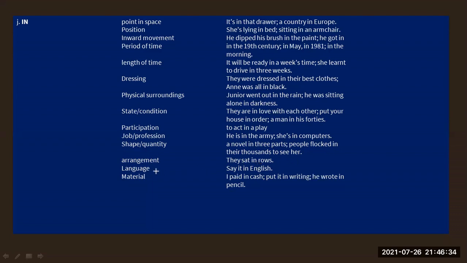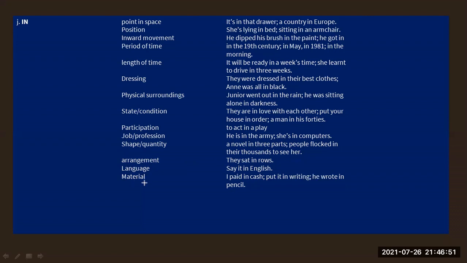You can use in to talk about language. Say it in English. She spoke to us in French. So when you want to talk about language, you use in.